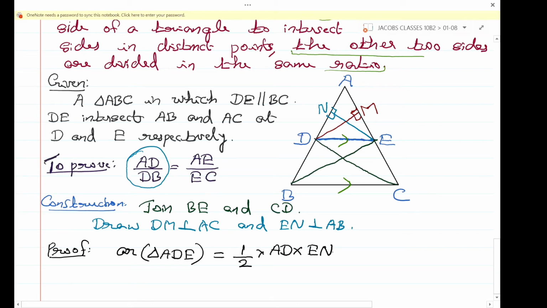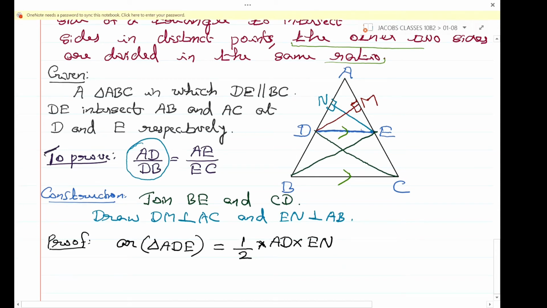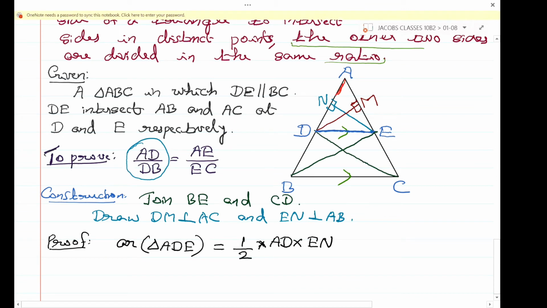I took area of triangle ADE because I wanted to get AD as the base. Is it clear? All of you understood ADE? The triangle AD you can see there in the diagram. You will see AD is the base. So look at this. This is the base. AD is the base. And this EN is the height. Okay. So half into AD into EN.